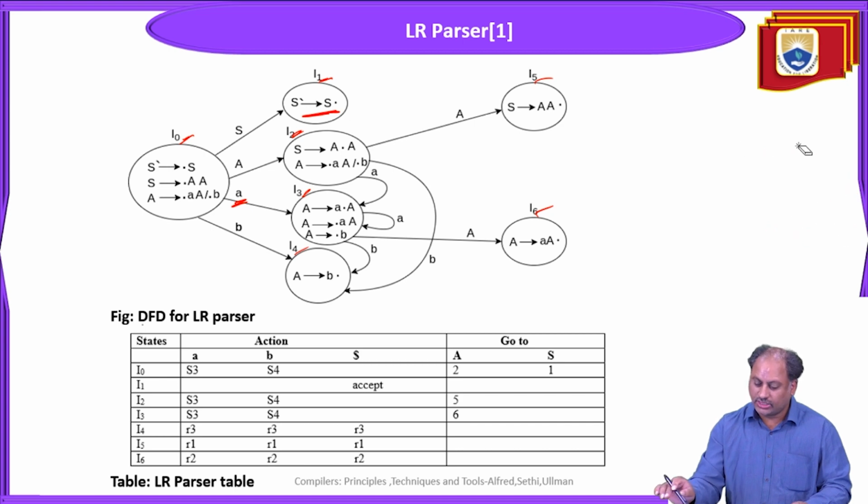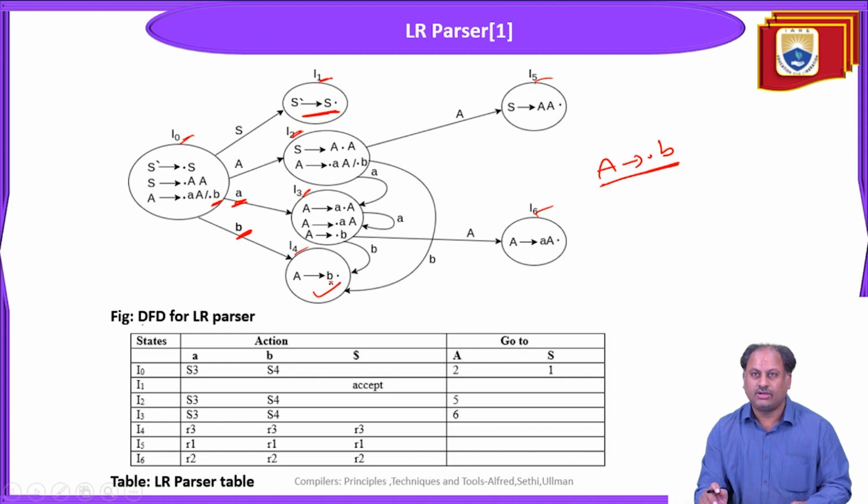Whereas the second one, that is small b. What are the rules to be applied for small b? That means only small b is A derives dot b. So that's why we have to consider this 4.